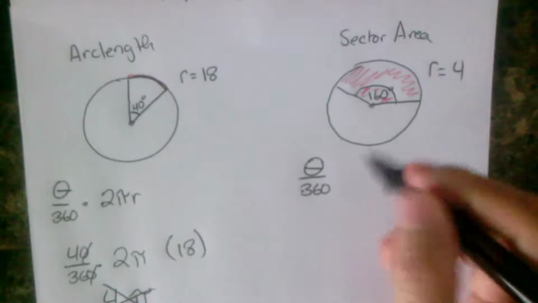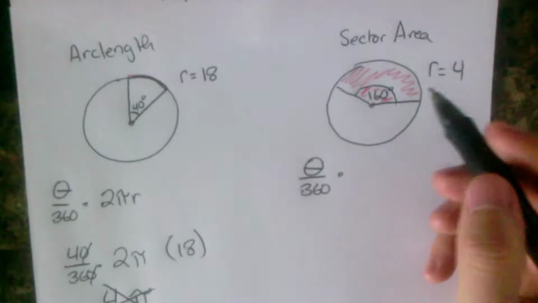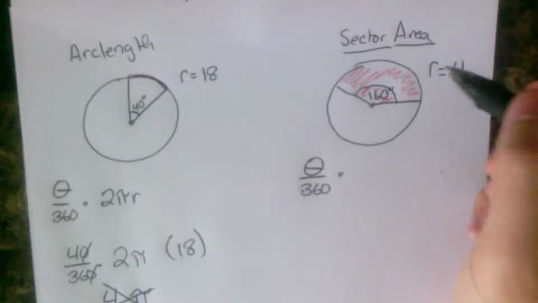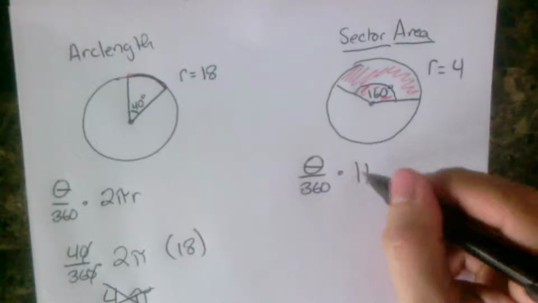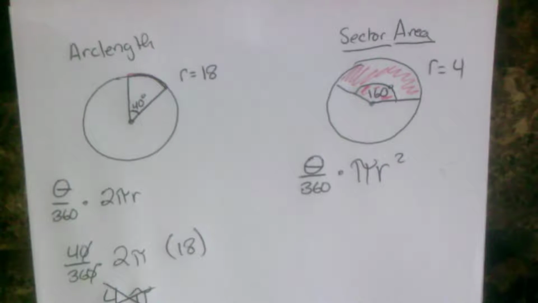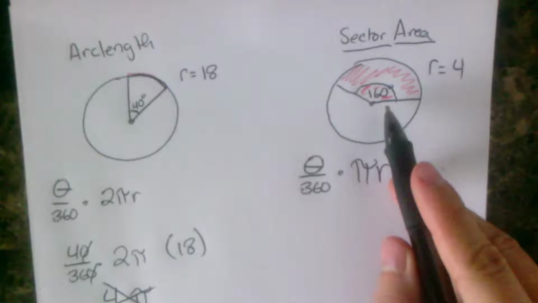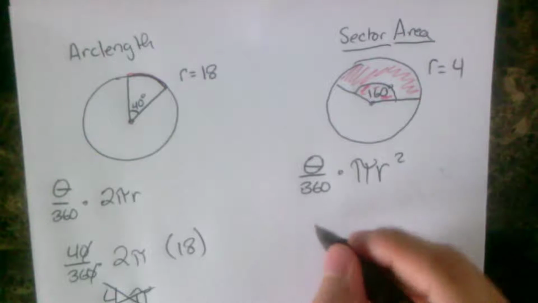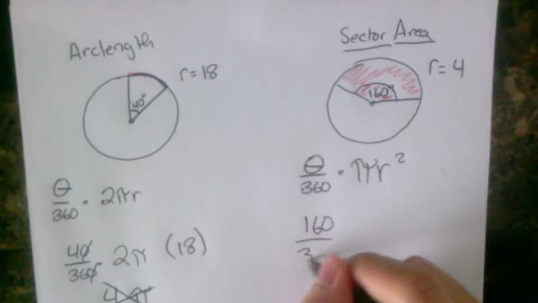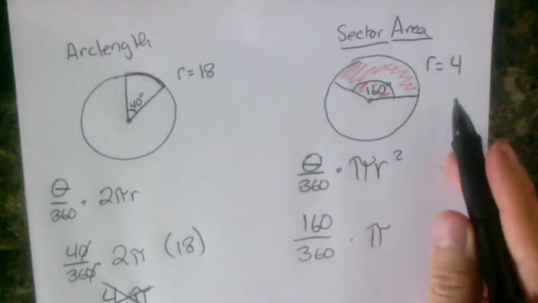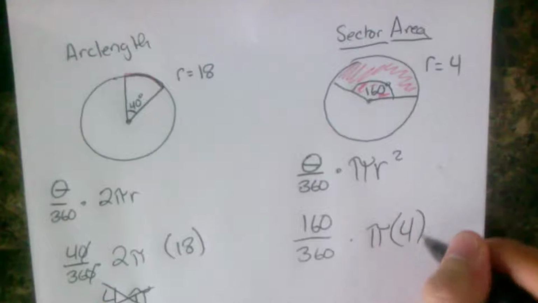Okay, so theta over 360 times, and hopefully you'll remember, especially since it's called the area, sector area, so the area of a circle is pi r squared. That was a really sloppy pi, but it's okay. We'll just plug in our values. So theta on this problem is 160. So we'll plug in 160 over 360 times pi. And then r is 4, so it's 4 squared.